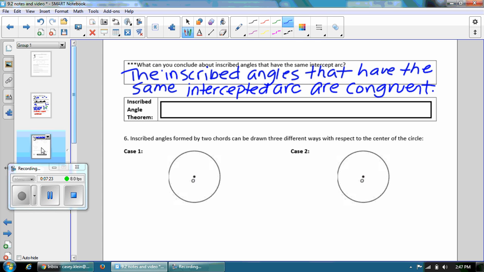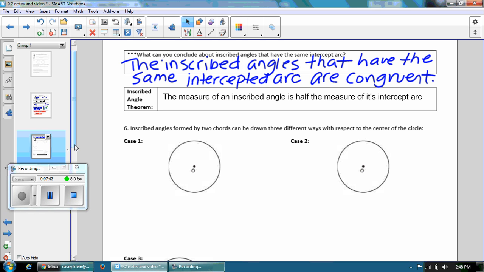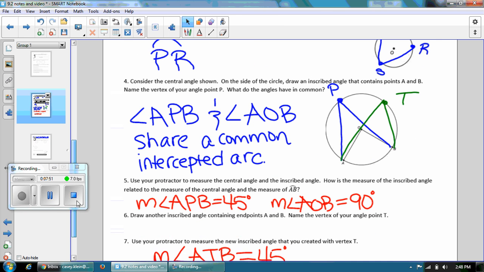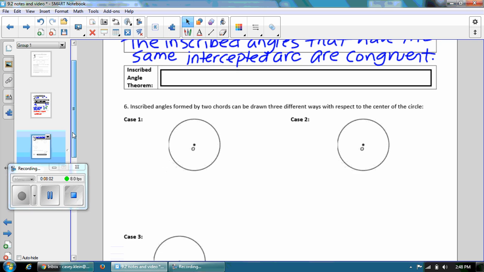There's also something else we can conclude about these angles. This is called the inscribed angle theorem. The measure of an inscribed angle is half the measure of its intercepted arc. I'll give you a second to write that down. If you go back to your other page, you can see that angle AOB was 90, but angle APB was 45. That's where the theorem comes into play.